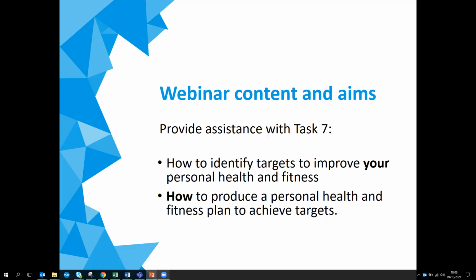And one final point to mention before we start is that you are in control of this webinar. You may find that you want to pause the webinar and have a few moments to gather your thoughts or make a few notes before moving on to the next stage. Or alternatively, you may wish to rewind the webinar at any point to review the information. And you can do this using the controls on the bottom toolbar.